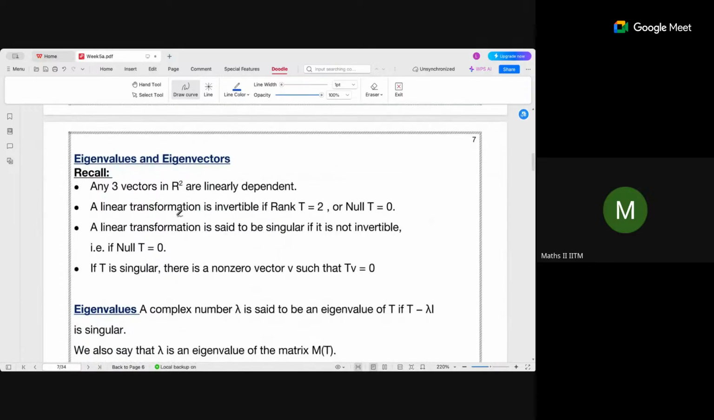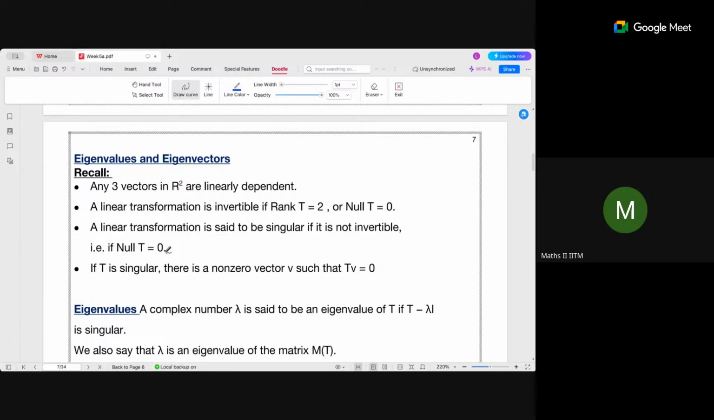Okay, so what are eigenvalues and eigenvectors? So before looking at what are eigenvalues and eigenvectors, so this is a very crucial part of this course, before this there are a few important facts which we are going to recall. What are they? Any three vectors in R2 are linearly dependent, right? And a linear transformation is invertible if rank of T equal to 2 or equivalently null of T equal to 0. And a linear transformation is said to be singular if it is not invertible, that is if null of T is not equal to 0.